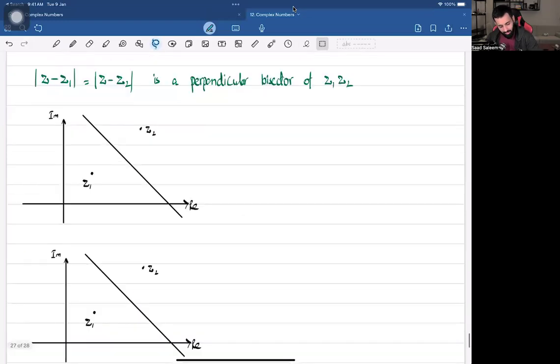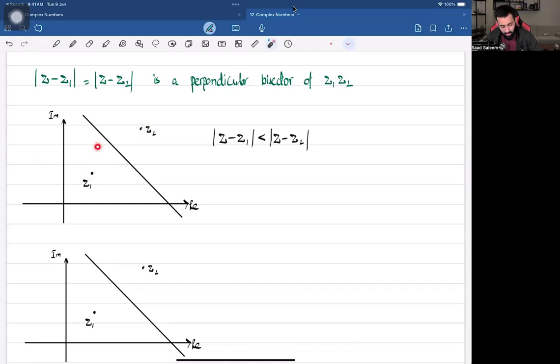Now, imagine that you are given modulus of Z minus Z1 is lesser than modulus of Z minus Z2. What does this mean? Listen to me very carefully. You want a collection of points such that its distance from Z1 is lesser than its distance from Z2.